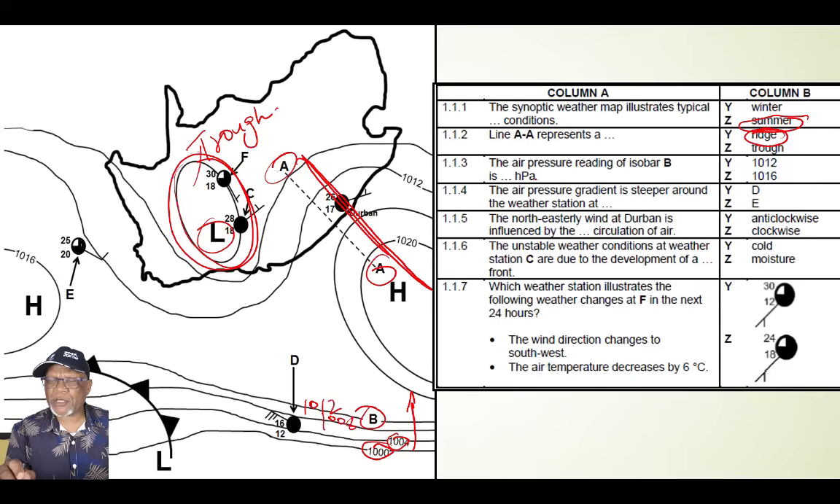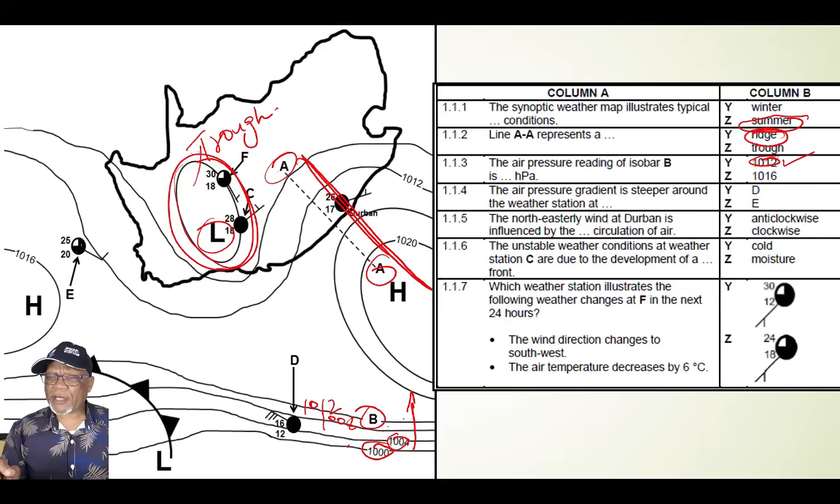So now the question is the air pressure reading of isobar B. Here is the isobar B. The pressure is increasing northwards, towards the H there. So as you do that calculation, you say this one is 1000, this one is 1004, which means this one will be 1008. Then when you add 4 to 1008, it is going to be 1012. So the correct answer there will be 1012, which is a Y.